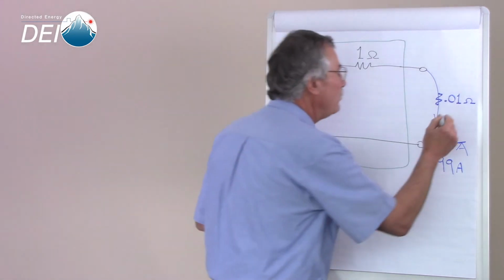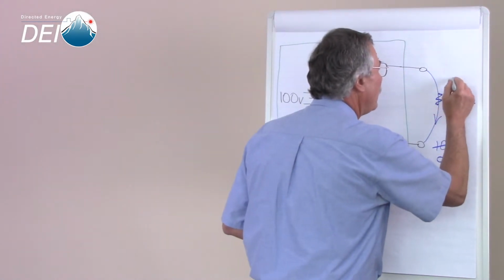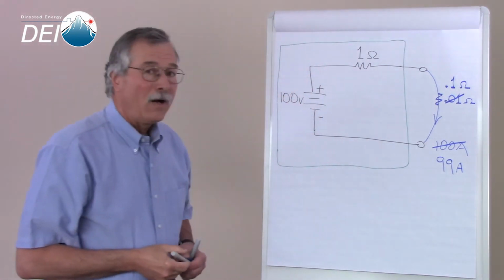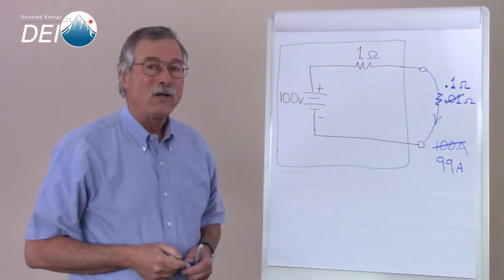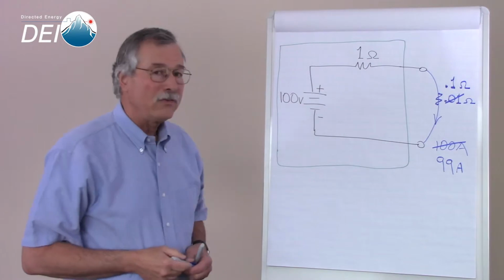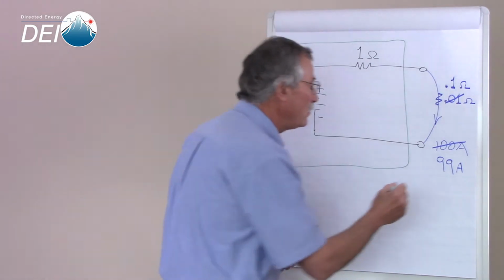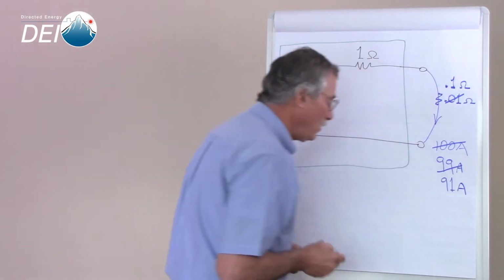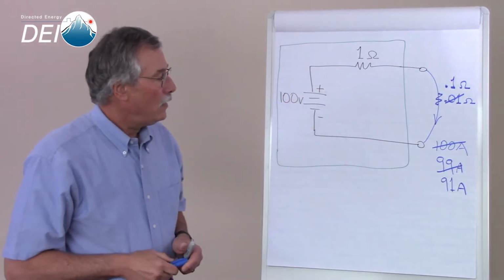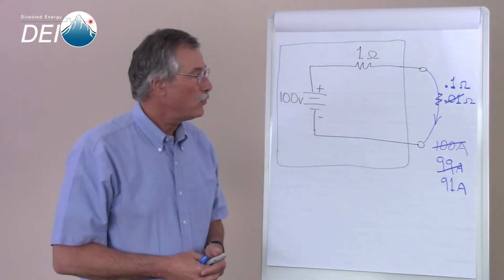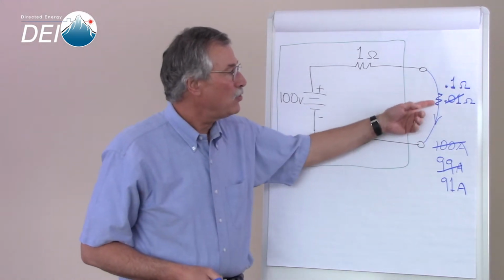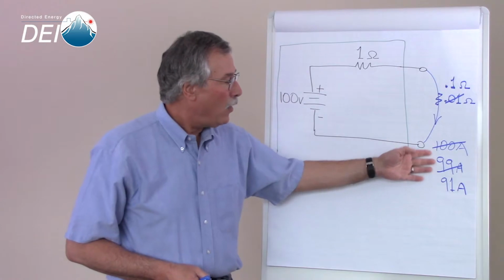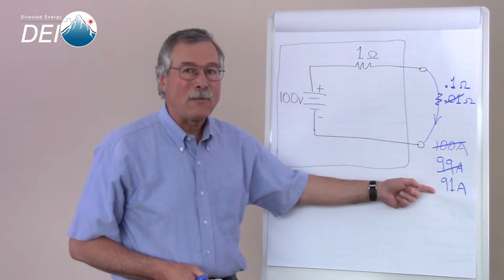Let's change the load and make it slightly bigger. How about 1/10 of an ohm? Our total resistance is now 1.1 ohms, and Ohm's law tells us that the current flowing is 91 amps. It's still acting as a current source, which is to say, as our resistance changes, our current stays relatively the same. However, as you can see, we're starting to drop current here.